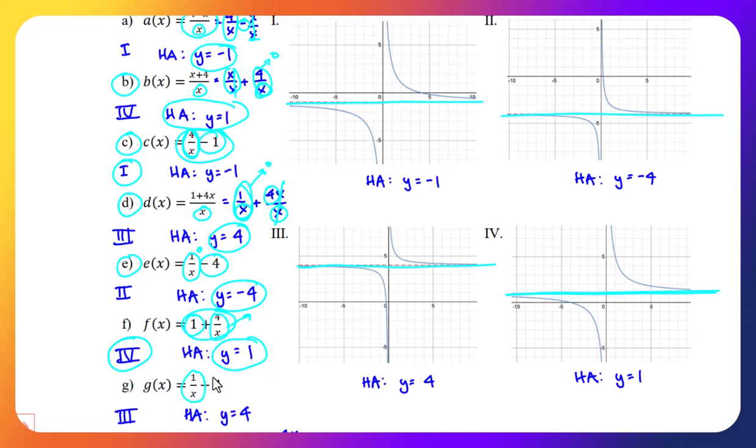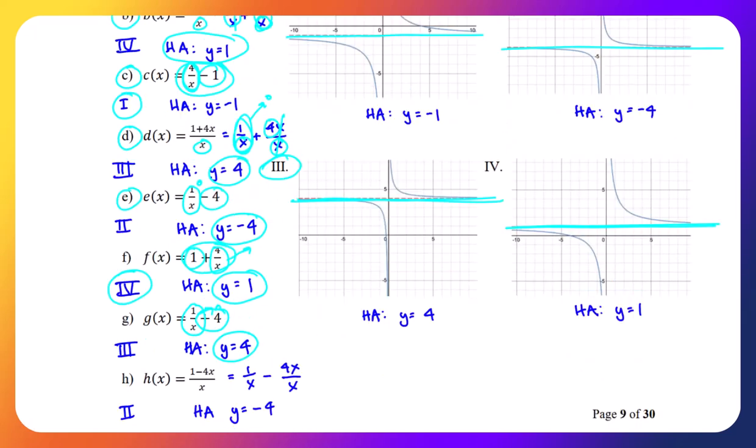This one is also broken up for us. As x gets bigger and bigger and bigger, that becomes 0. Our horizontal asymptote is 4, and that's choice 3. Last but not least, we have to break this one up. Common denominator. As x gets bigger and bigger and bigger, that goes to 0, and this is just -4. And that's this choice here. That was Roman numeral 2.